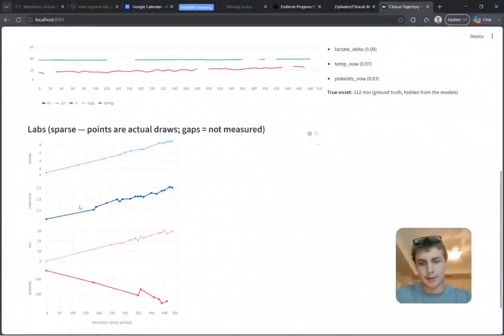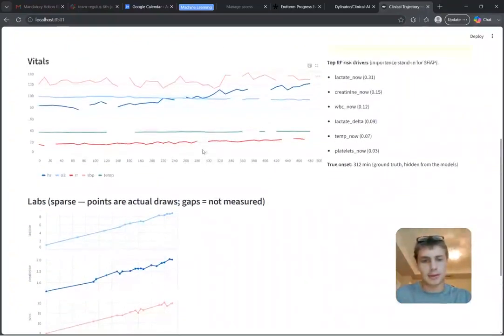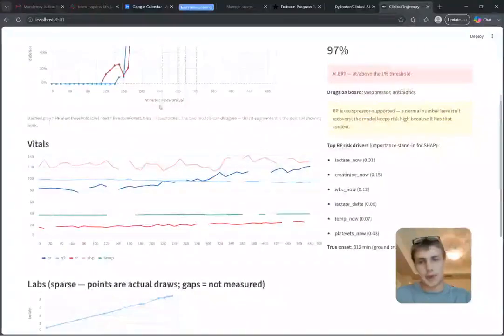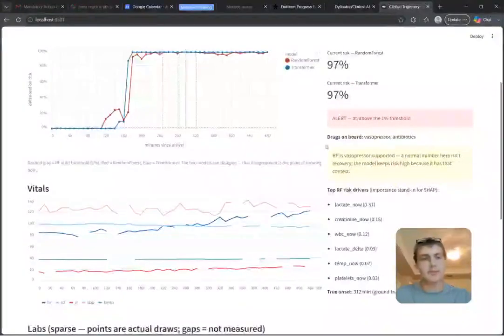So these labs are taken sparsely. So they're not taken all the time in the real world. So this reflects that. And it makes predictions based off of that.